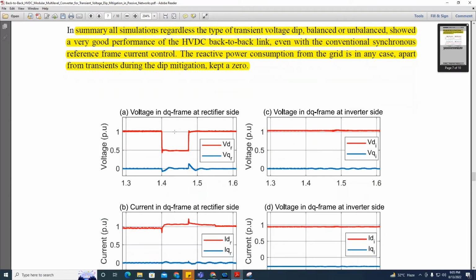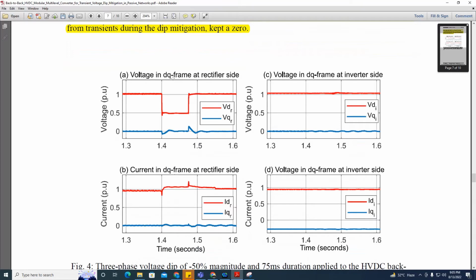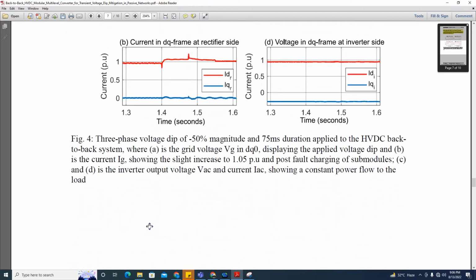So you see the voltage at the rectifier side. Here it is a 50% dip. It reduces from 1 to 0.5. But this dip does not affect the voltages and currents at the inverter side. You see, the currents on the inverter side are not disturbed. The voltages are not disturbed either. So this dip is not going to affect the inverter output voltage and inverter output current. This is proved from these results.